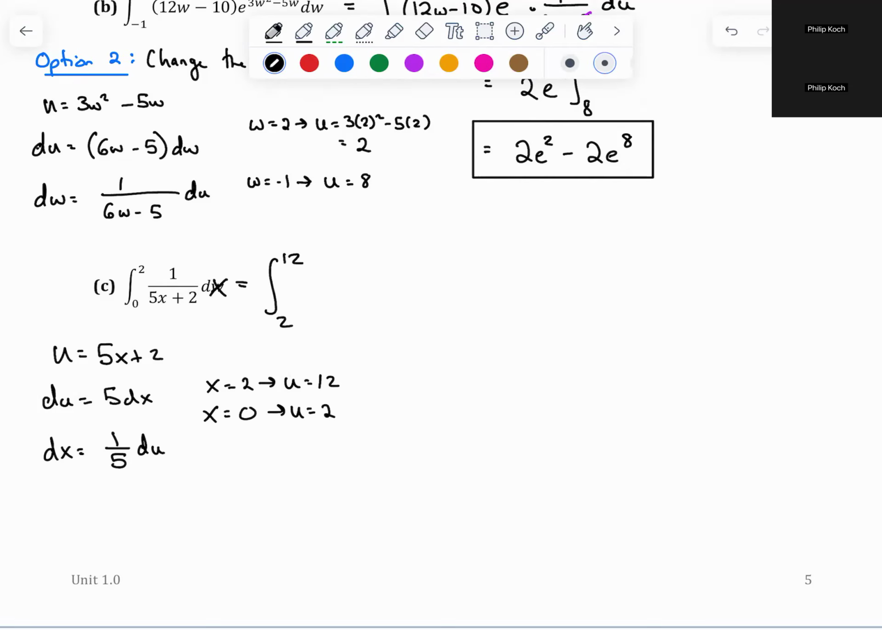So once again, you can do this in your head. This is just for our note-taking purposes. You can change the bounds without having it written down. This becomes 1 over u times 1/5 du, which is going to be 1/5 natural log of the absolute value of u evaluated from 2 to 12.